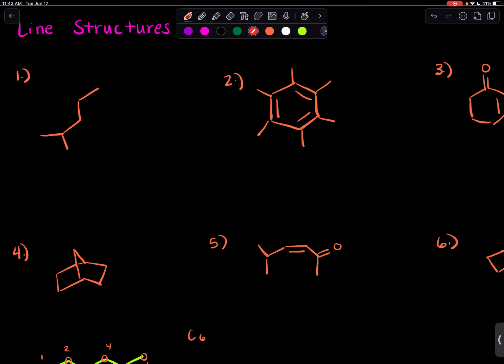Let's look at our carbons first. So we said that each endpoint corresponds to a carbon. So let's start figuring them out. 1, 2, 3, 4, 5, 6. We have 6. And then the way we do our hydrogens is that we just want to figure out that this carbon has already one bond. It needs 3 more bonds.